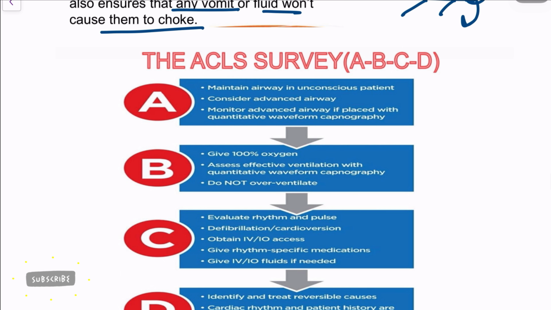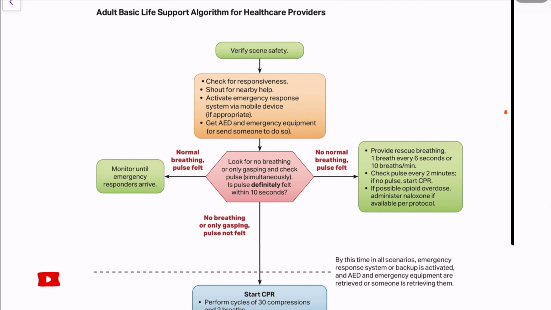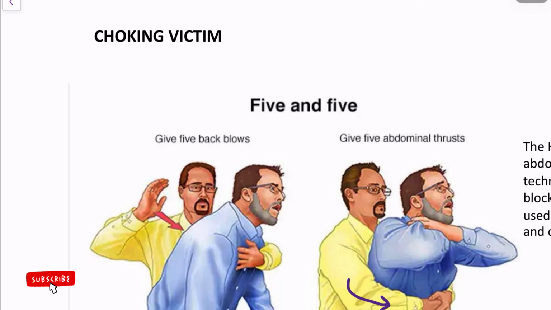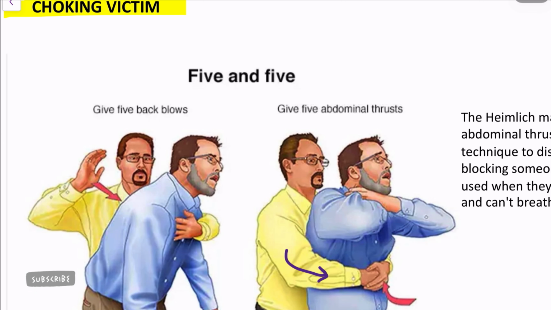Next, we have the ACLS guideline. We will see the ACLS guideline in our second video. Here we will see another very important thing, that is a few points about choking. What is choking? Choking is when there is an object which is obstructing the airway, obstructing the trachea. That is known as choking.